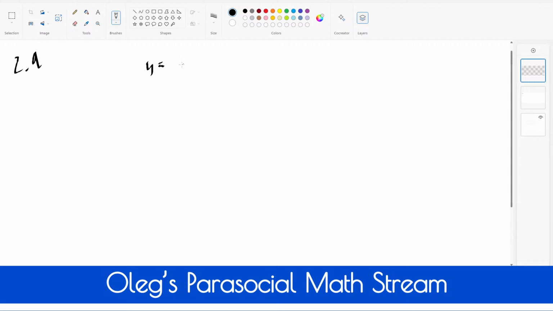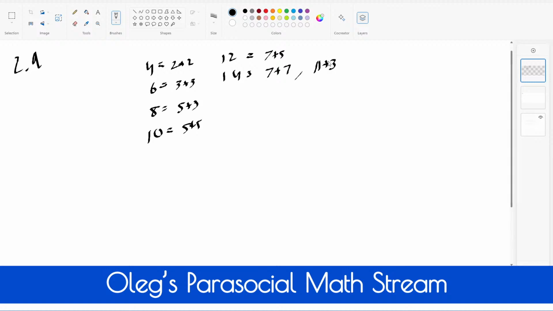So, we have 4 is equal to 2 plus 2. 6 is equal to 3 plus 3. 8 is equal to 5 plus 3. See here, 10 is equal to 5 plus 5. 12 is equal to 7 plus 5. Also, just 2 primes, right? Yeah, that's fine. 14, 7 plus 7. But I wonder if we can also do, yeah, also we can do 11 plus 3. That's also 2 primes.